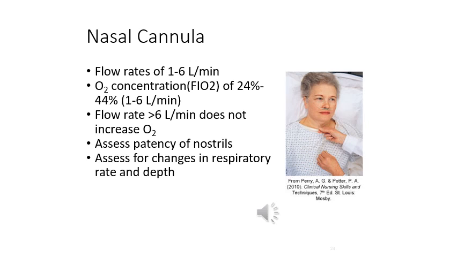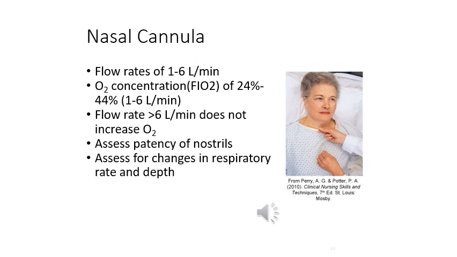And a flow rate greater than 6 liters per minute does not increase oxygen on a nasal cannula. So anything greater than 6 liters, you're not going to increase that O2 past that 44%. If someone's on oxygen, again, you want to assess the patency of the nostrils, making sure that they're able to get oxygen through that nasal cannula.